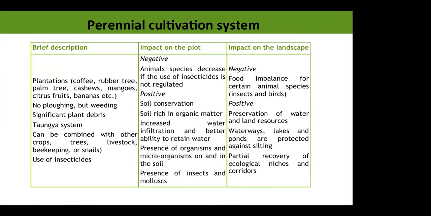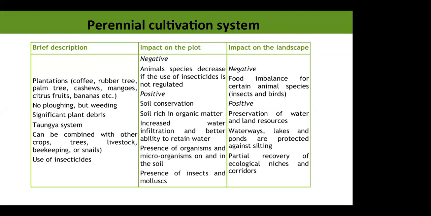What are the impacts of this perennial cultivation system on the plot level? What are the negative impacts? Animal species decrease if the use of insecticide is not regulated. And most of the time, because of the level of yield that we want to get, we tend to use a lot of synthetic insecticide. What are the positive impacts?